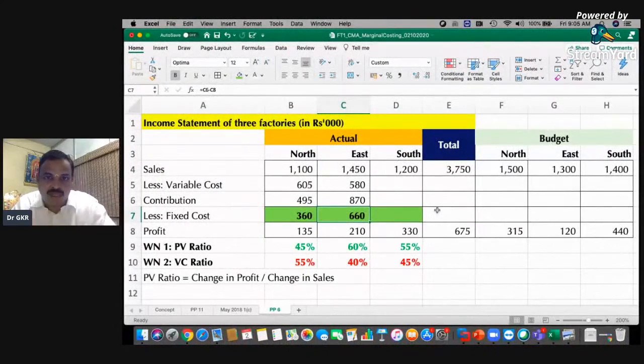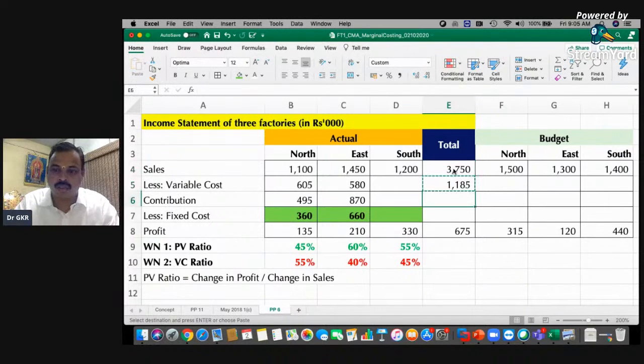Now as and when you get it, you will get the total also. Okay. So you will get the total here, you will get the total here, you will get the total here. So please wait. You will find the actual. Okay. So this is your total profit, 675.